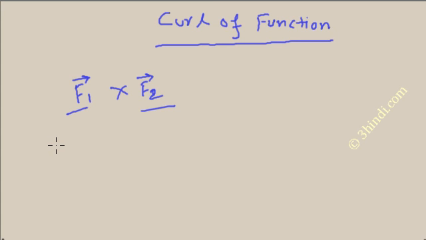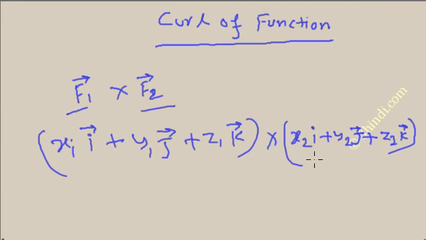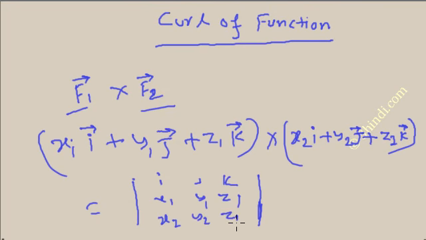Suppose f1 is written as x1 i plus y1 j plus z1 k, and f2 is written as x2 i plus y2 j plus z2 k. So the cross multiplication of the two vectors is written as the determinant of i, j, k, x1, y1, z1 and x2, y2, z2. So this is the cross multiplication of the two vectors.